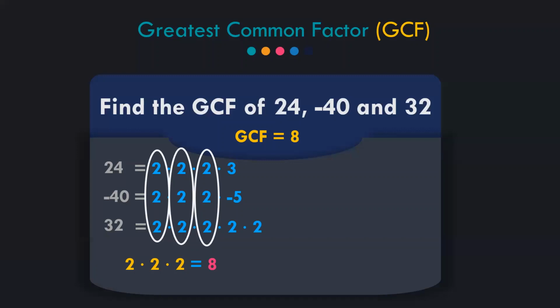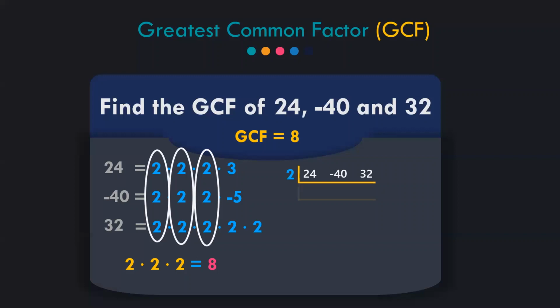Again, we can also have the sled method. That is 24, negative 40, and 32. Nandun ulit sila sa loob ng sled. Again, simply think of a number that can divide 24, negative 40, and 32. Let's say na yung naisip mo lang ay si 2 na pwedeng makapag-divide kay 24, negative 40, and 32. So, write 2 sa labas ng sled and then divide.